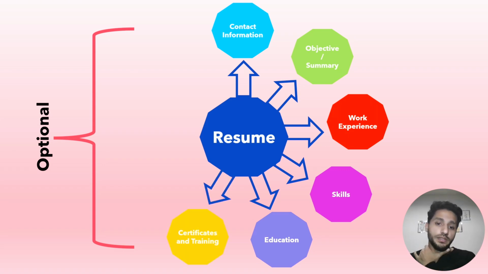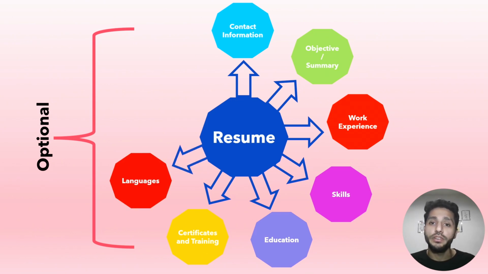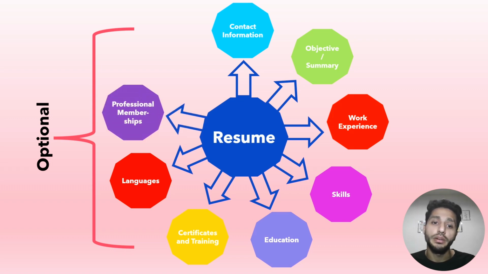So the next one is the certification and training. Here, if you have any kind of certificates or you did any trainings, then you simply write all those in that section. Then comes the languages, follow the same procedure you did in CV. And then professional memberships, and in the end, references.